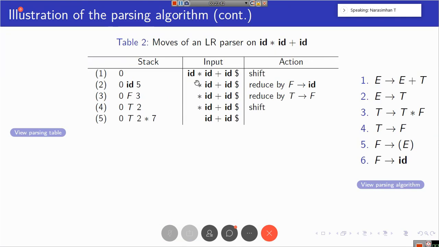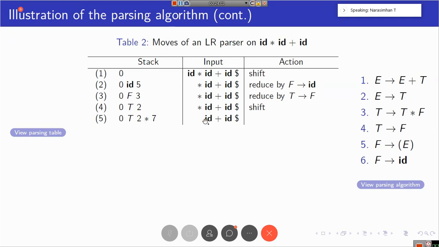So here you find that in all these reduction operations, the input pointer was retained at star itself. You don't consume an input symbol. But here, the shift operation consumes one input symbol, so that will be shifted. The star was the current input symbol, so that is pushed, and 7 is also pushed.